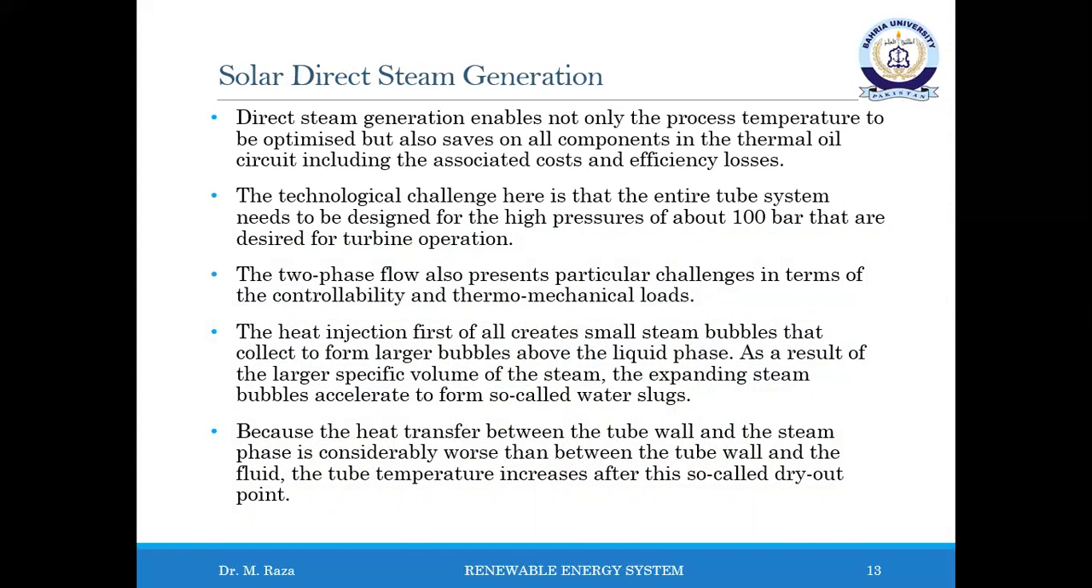The heat injection first of all creates small steam bubbles that collect to form larger bubbles above the liquid phase. As a result of the larger specific volume of the steam, the expanding steam bubbles accelerate to form so-called water slugs, because the heat transfer between the tube wall and the steam phase is considerably worse than between the tube wall and the fluid. The tube temperature increases after this so-called dry out point.